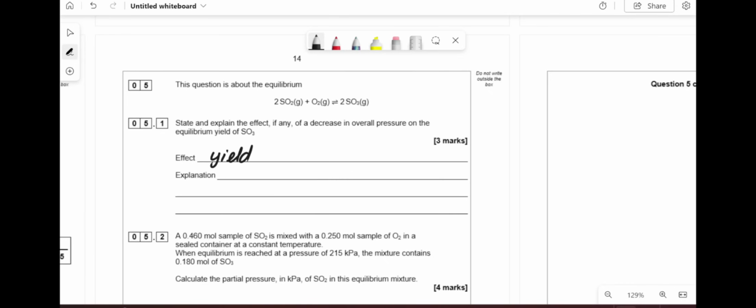Whenever you're talking about equilibria shifting, you cannot just say to counteract the change. That's not enough marks. That's not enough detail. You need to say what the change was, so you can get the point across that it's changing whatever you did to it. In this case, the equilibrium shifts to the side with more moles to counteract the decrease in pressure. If you just say the change, it's way too vague.